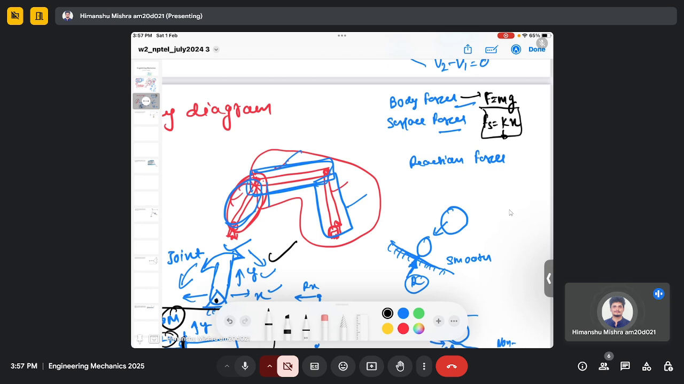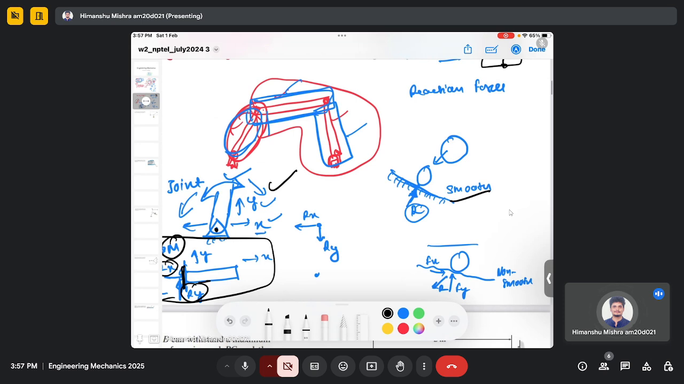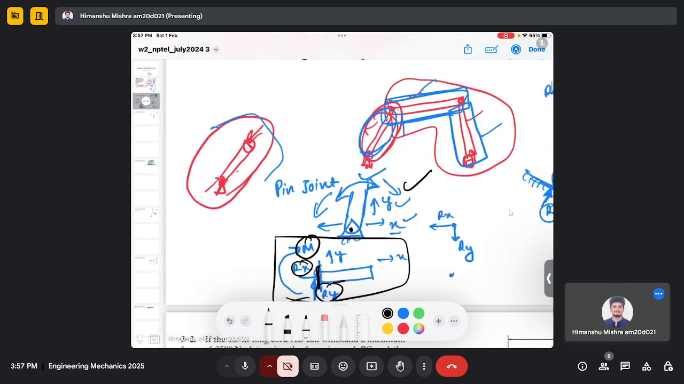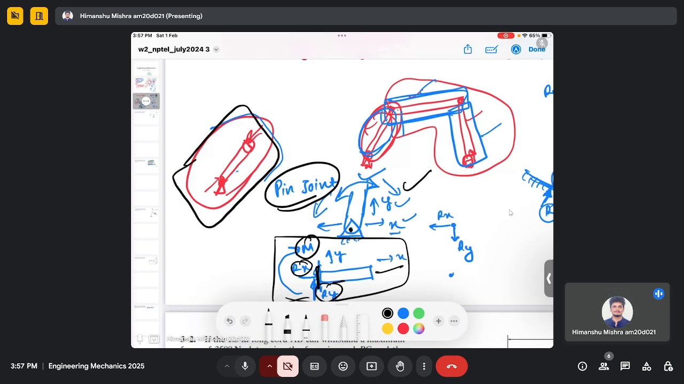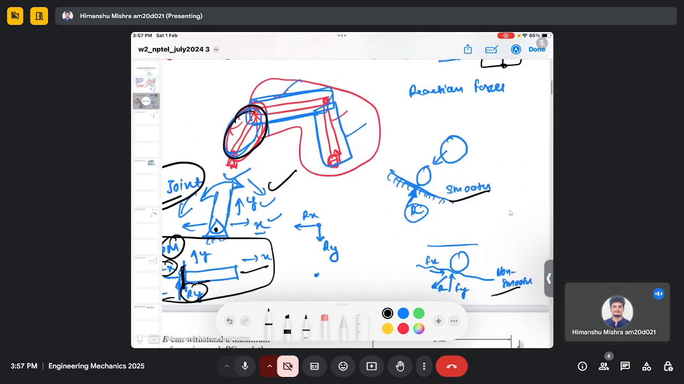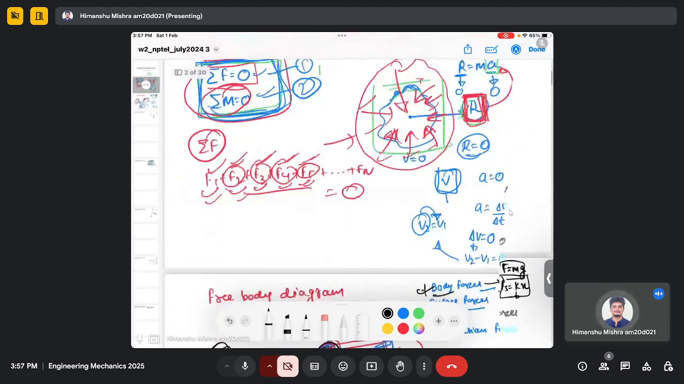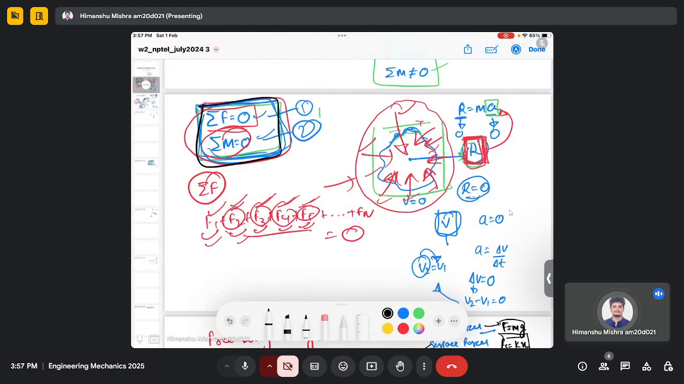So using all of this knowledge, like all kinds of different body forces, surface forces, smooth reaction forces, non-smooth reaction forces, and the reaction forces in the pin joint as well as in the support, we can make the free body diagram. But first you need to isolate that part, then make the free body diagram using all of these forces, and then we can use the equations of equilibrium to calculate the unknown forces and moments. So this is the basic concept in equilibrium that we will see.